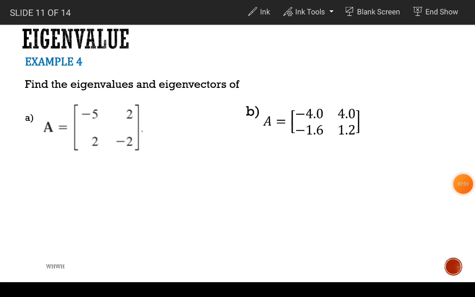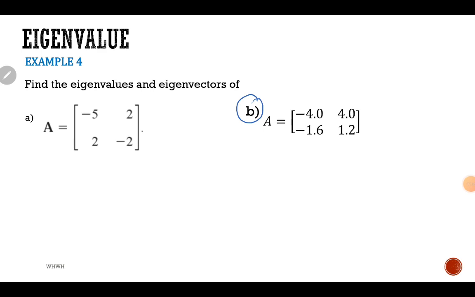Okay, so kita akan proceed untuk example B. Example B ni pun saya tak akan pergi step by step macam previous video. So, straight example B ni kita berpandukan kepada fakta A minus lambda I lambda A.